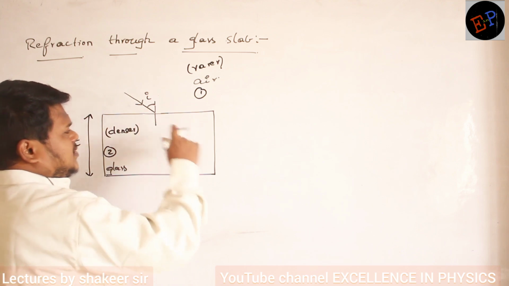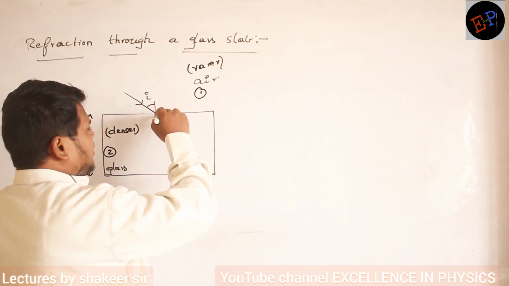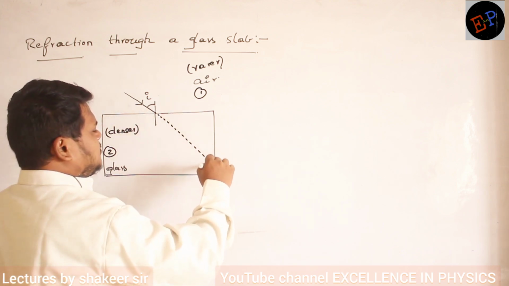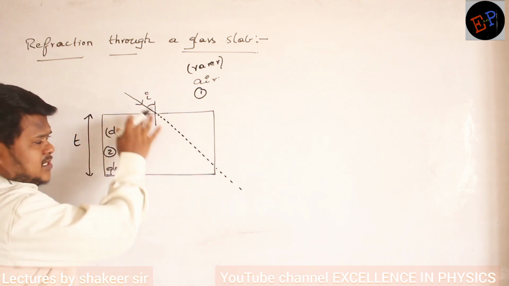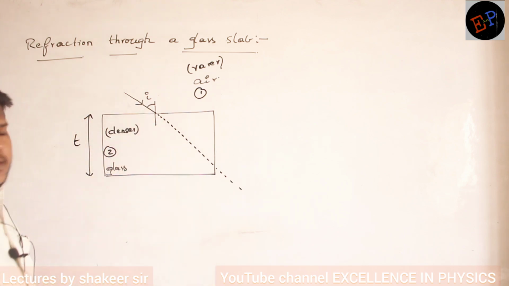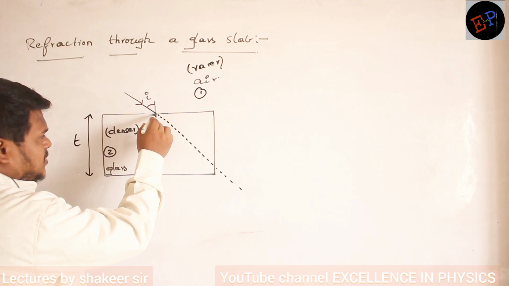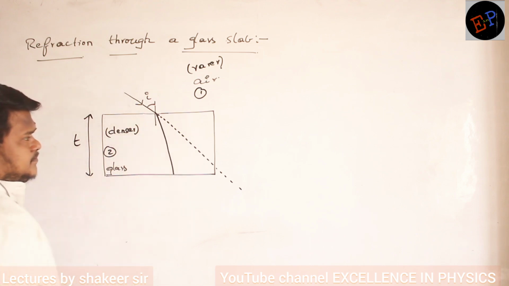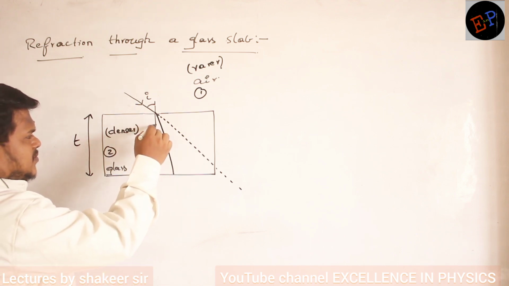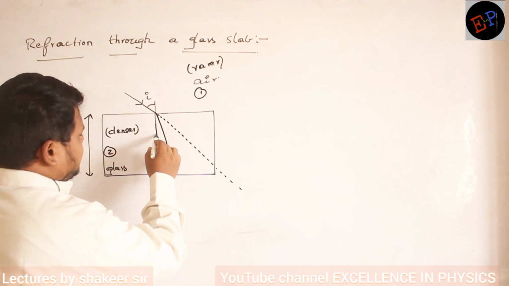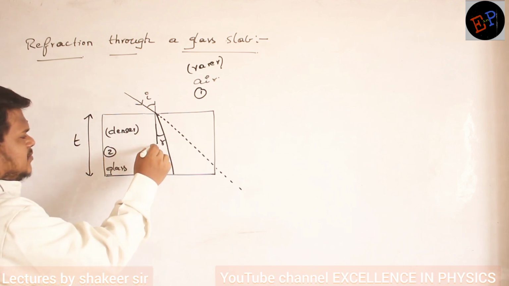See here, if there is no glass slab, light will travel in this direction. But because there is a glass slab, it starts bending towards the normal. So which is the angle of refraction here? This angle we can call the angle of refraction.